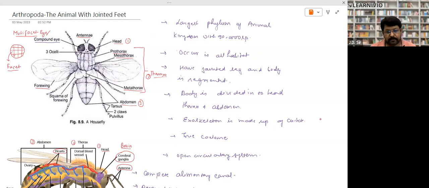Next point. They are found in soil, sea water, fresh water, and some of them in the body of plants and animals as a parasite.